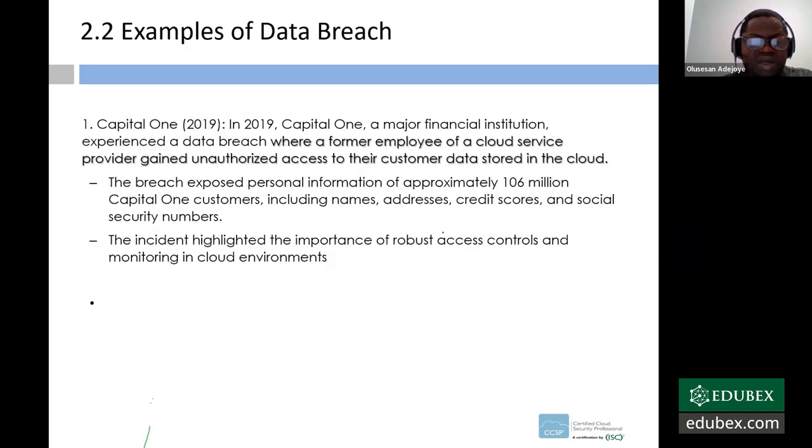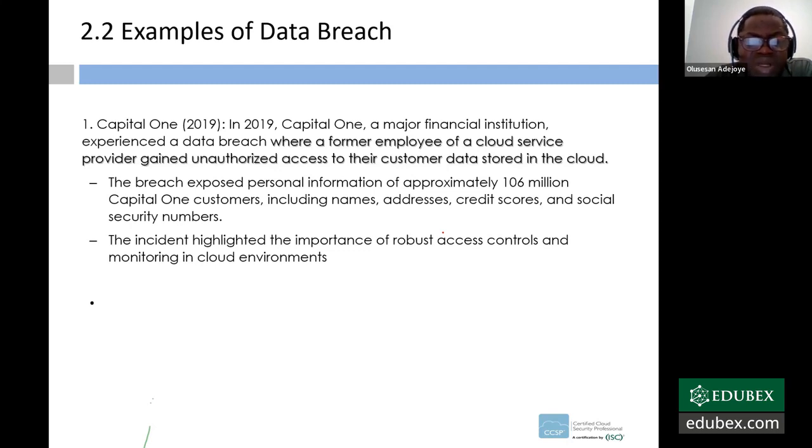I've spent an hour. So now let's take a look at examples of data breach. There are so many examples, but I just decided to pick about five of them. And all these five, I picked them because of the peculiarity. One example is the Capital One breach in 2019. Why is this so important? Because the data breach was done by a former employee of the cloud service provider who had unauthorized access to the customer data stored in the cloud.